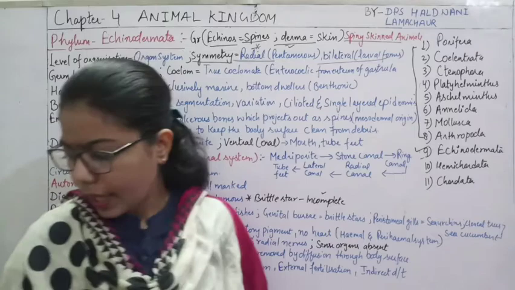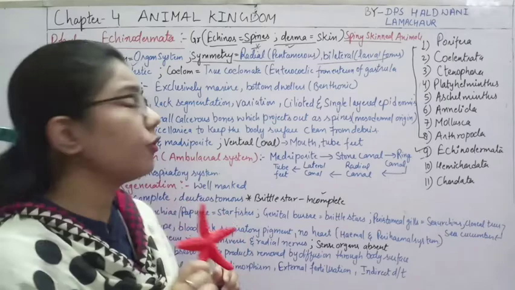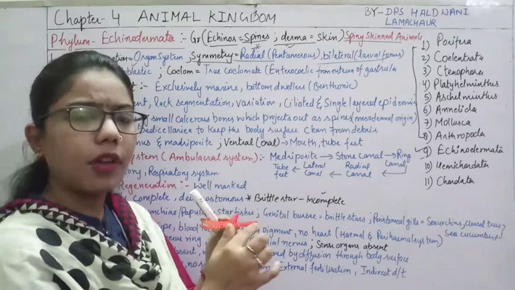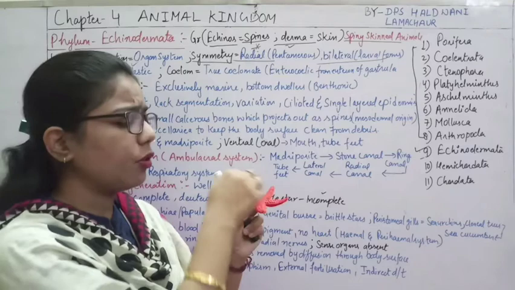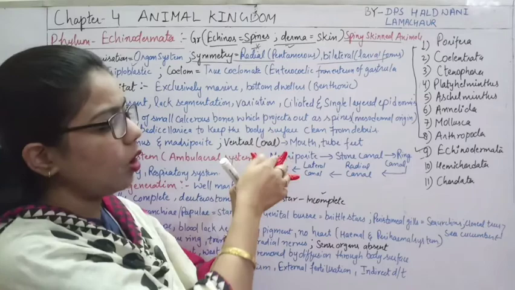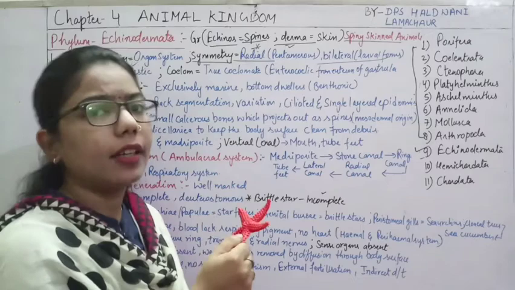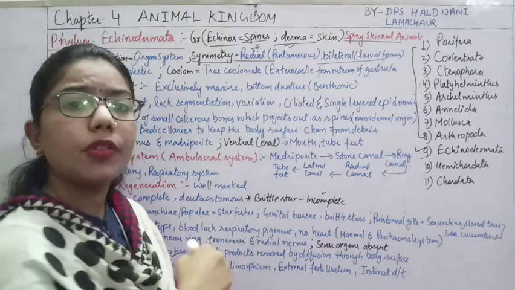I have a fun example also. For example, starfish. Starfish is one example of Echinodermata. They have 5 arms, 1, 2, 3, 4, 5 arms, right? And what type of symmetry? You can cut from any plane, either this plane or any other plane. So it shows radial symmetry in the adult form. And as they have 5 arms, so we can say what type of radial symmetry?